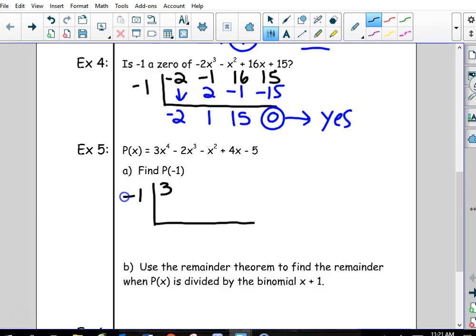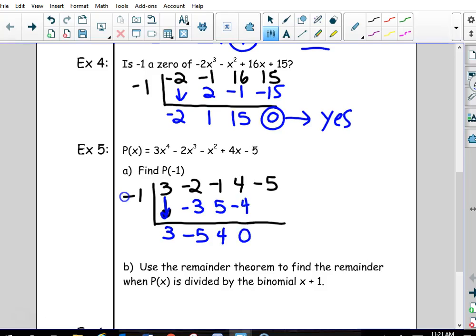So I have my x to the 4th, my x to the 3rd, my x squared, my x, and my constant. I don't have any missing terms, and I'm just going to do the same old procedure. Try not to make errors. Okay, so this means that p of -1 is equal to -5.